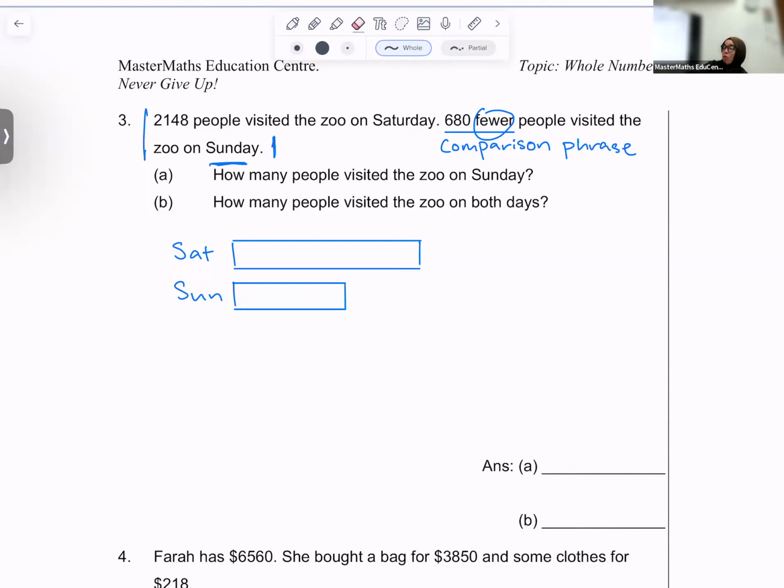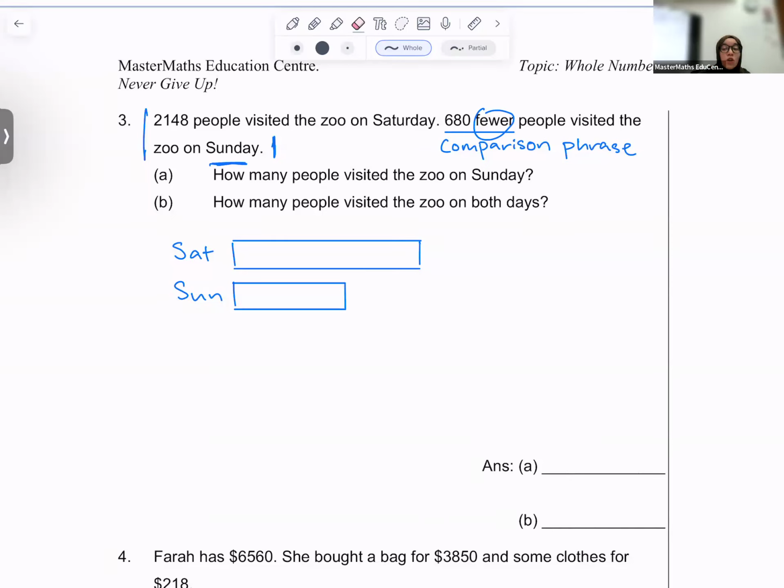Right now we are drawing our model. So remember, a comparison model is when you see a comparison phrase, like something fewer, something more. This is 680 fewer. We see a comparison phrase, so we draw a comparison model. You can draw this part first.